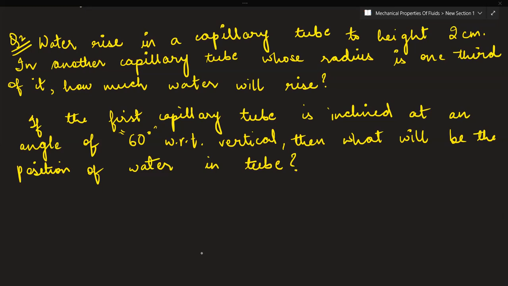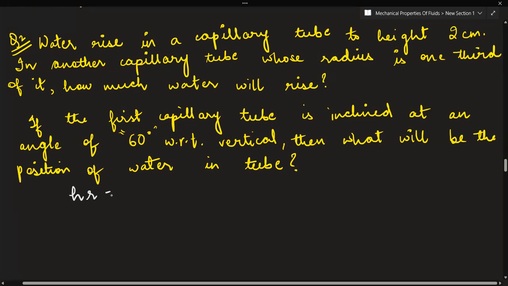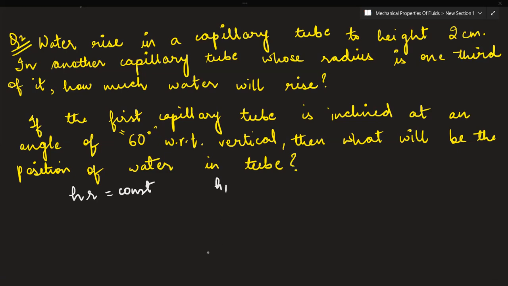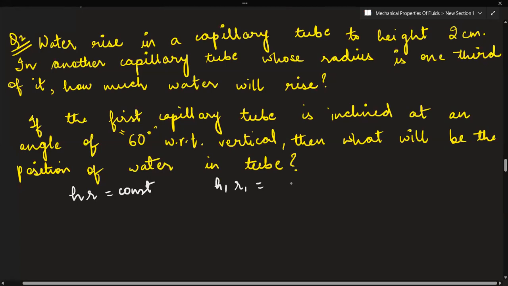See, for the first part, water rises in a capillary tube to height 2 centimeters. In another capillary tube, whose radius is 1/3 of it, how much water will rise? We have just told you the relation. H multiplied by R is a constant. This means H1 R1 is equal to H2 R2.